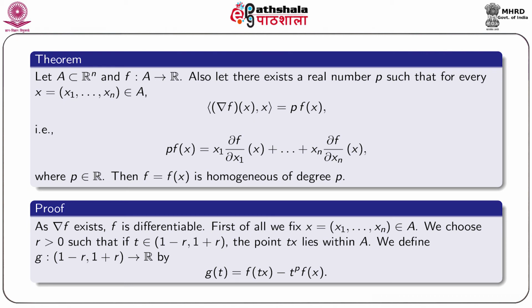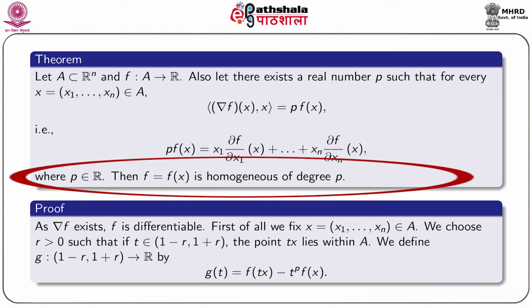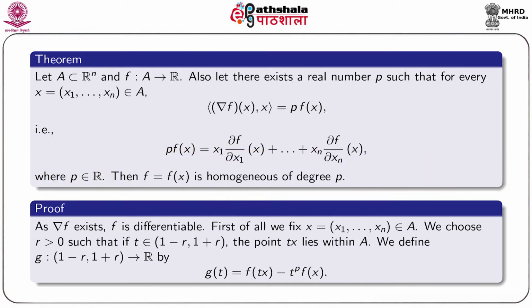Also, let us find a real number p such that for every x in A, the inner product of the gradient of f at x and x equals p times f(x). That is, p f(x) equals x_1 ∂f/∂x_1 at x plus up to x_n ∂f/∂x_n at x. Then f is a homogeneous function of degree p. Let us give the proof.